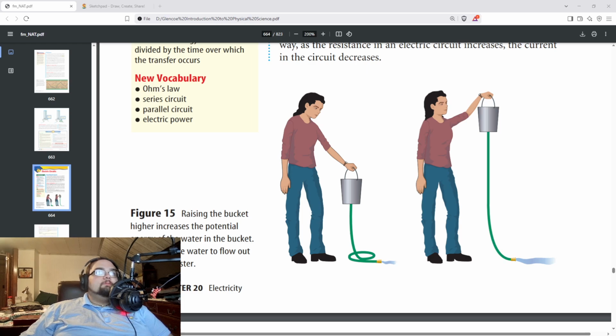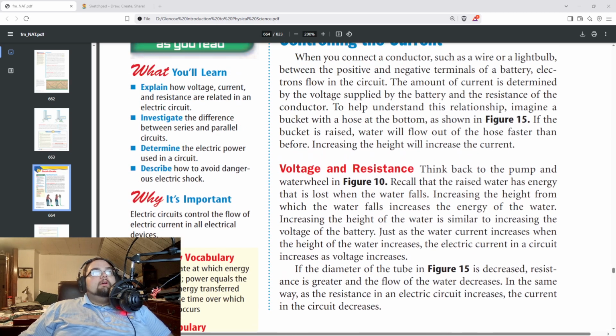So you take a look at this picture, water's flowing out, but if you raise it up, there's more gravitational potential energy, which means that the hose can flow at a better rate. You also take a look, it's not curved, so there's less complication for the water to go.